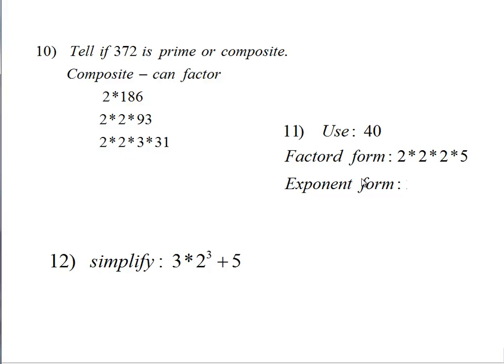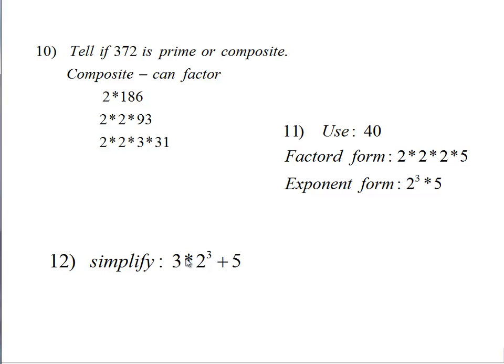Then, number 11, we will have 40. We want to factor it, so we do the same thing. Divide by 2 in your calculator, write down 2. Divide by 2 again, divide by 2 again, and you'll have 5. Then in exponent form, you have 3 2's, that's the third power, and then 5.